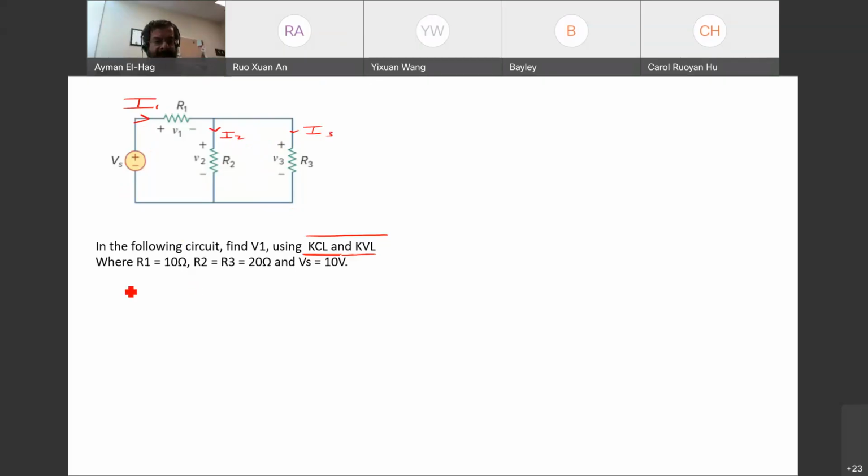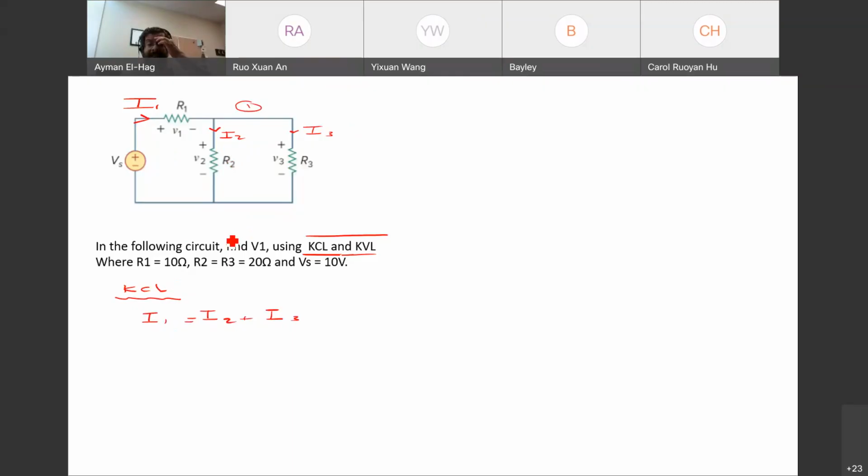Okay, so here we apply KCL. There's something wrong with this. I don't know what's wrong with it, but let me try. So KCL applied to node number 1. So I1 is equal to I2 plus I3. Current entering the node equals the currents leaving the node. So this is the first thing.